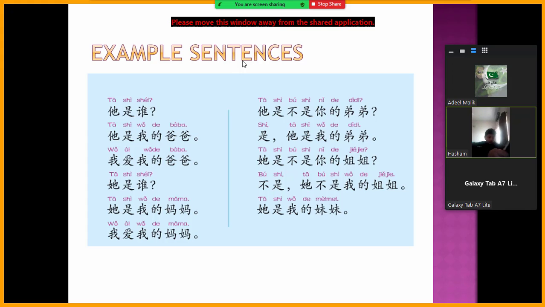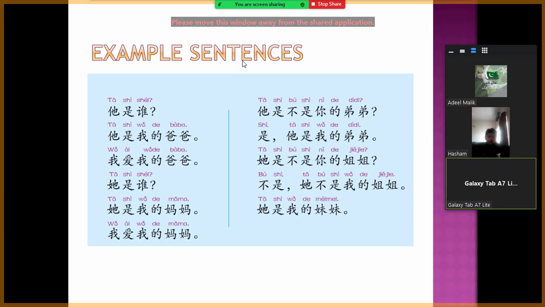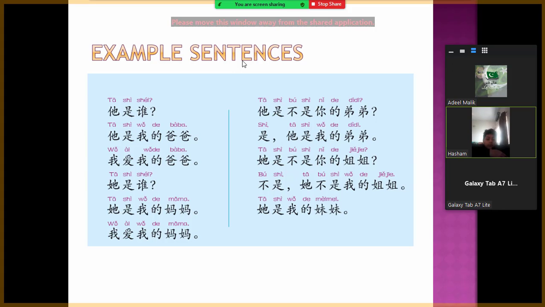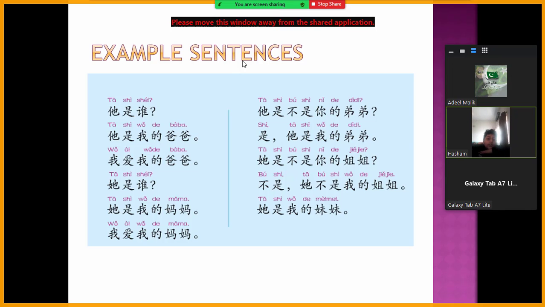So who is younger? Hasham is younger, I think. Yes, sir. So Hasham will say gege, like big brother or elder brother. Elder brother is called gege, and the younger brother is called didi. Right? Didi, right, teacher? So this is in the Chinese language.